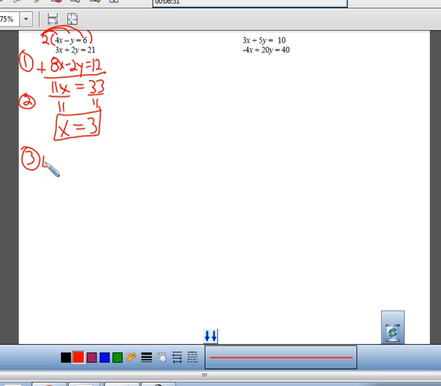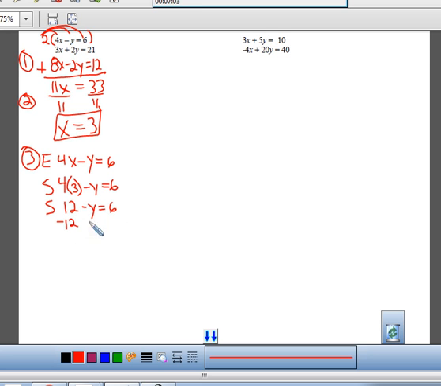Step 3 is going to be an ESS step. I'll pick the top equation. Now make sure you use the original one. You're no longer going to use the one that you multiplied by. So I'm going to go 4x minus y equals 6. Substitute 3 in for x. So I have 4 times 3 minus y equals 6. 4 times 3 is 12, minus y equals 6.